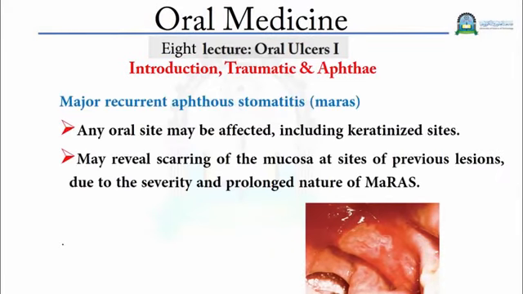Major recurrent aphthous stomatitis can also be presented in any oral site, including the keratinized tissue, and may reveal scarring after healing. So major recurrent aphthous stomatitis can lead to oral scarring due to healing by secondary intention. There is a large area of ulceration, and also the severity and prolonged nature of the major recurrent aphthous stomatitis can lead to scarring.